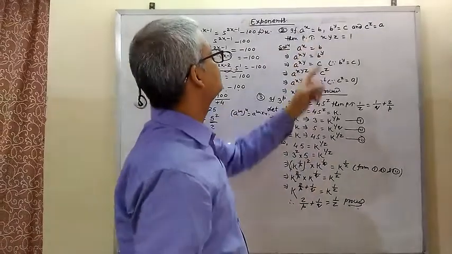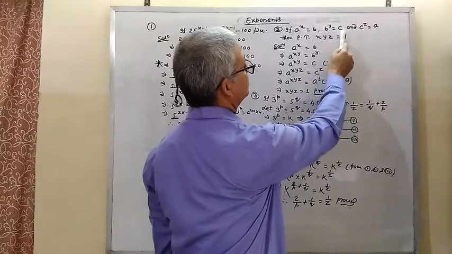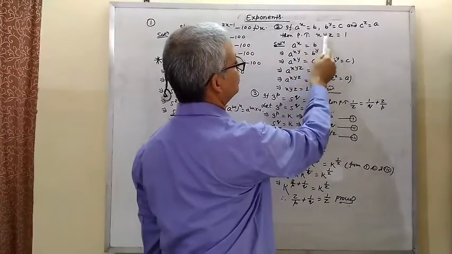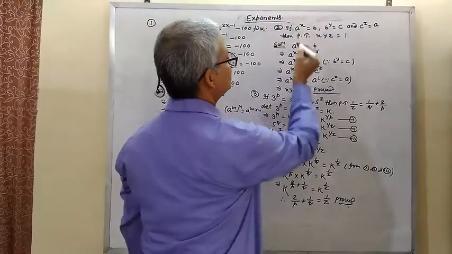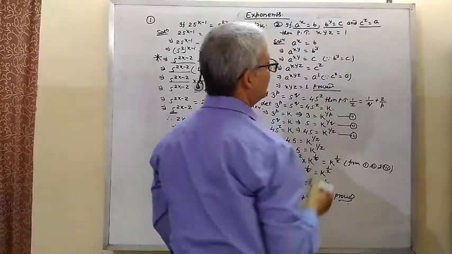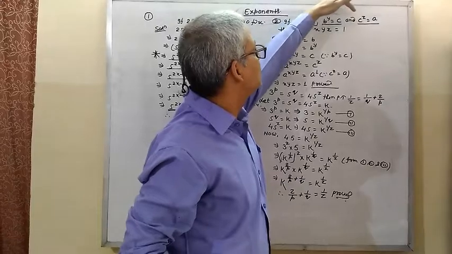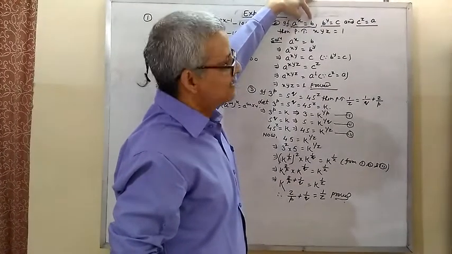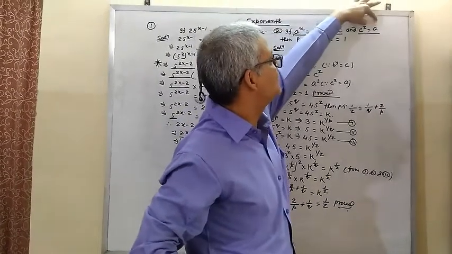Now the second question is, if a to the power x is equal to b, b to the power y is equal to c, and c to the power z is equal to a, then prove that xyz is equal to 1. Now here three relations are given. Relation 1, relation 2, relation 3. Actually in this question we can start the solution from any place. Either we start with this one and then solve, or this can be started then we can solve, or this can be started then we can solve.